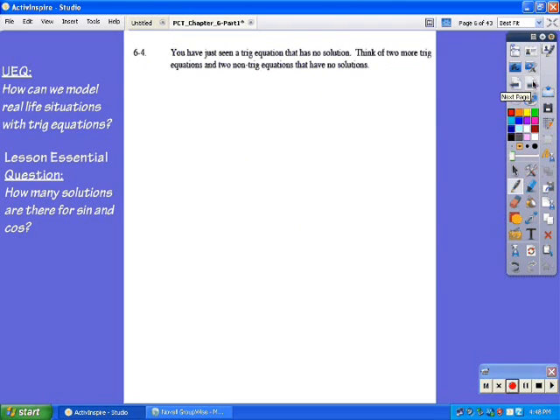You have just seen trig equations have no solutions. Think of two more trig equations and two non-trig equations that have no solutions. I'd like you to bring those possibilities to class. Now they say no solutions. You could even throw no real solutions in there. That might make your endeavor a little easier.